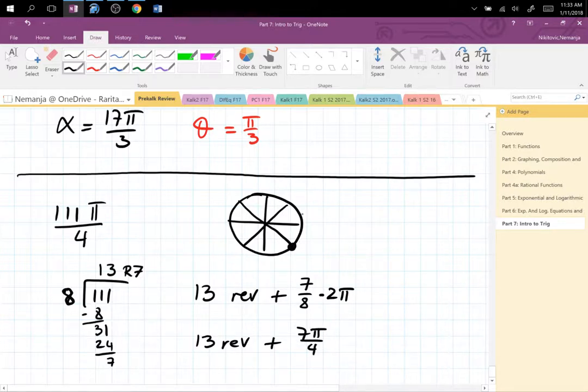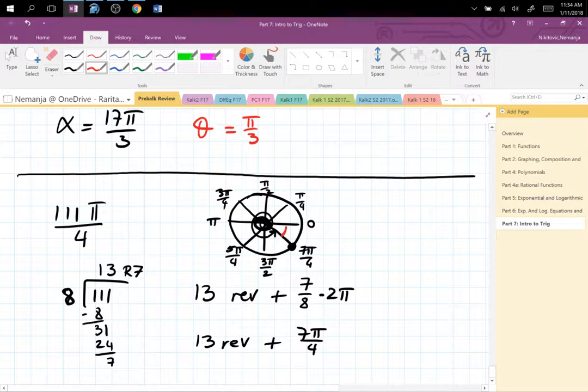7 pi over 4 is here because you go pi over 4, 2 pi over 4, 3 pi over 4, 4 pi over 4, 5 pi over 4, 6 pi over 4, and finally 7 pi over 4 to go back to 8 pi over 4, which is 2 pi. So we have to go 13 times around the circle and end here.